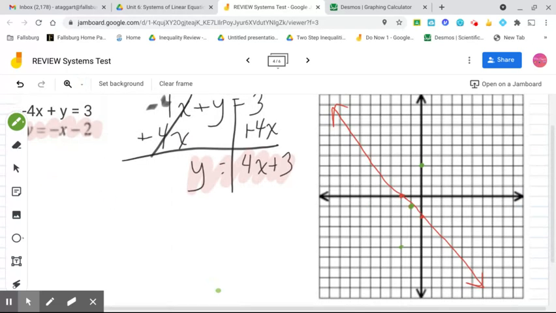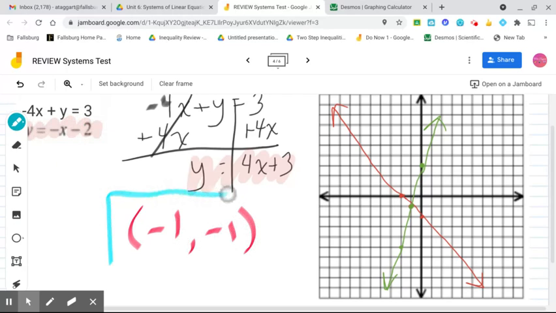Okay, so now that I have these 3 points, I'm going to do my best to draw a straight line. But what's important here is to identify the point where they crossed. And that point was (-1, -1). That is our final answer, okay?